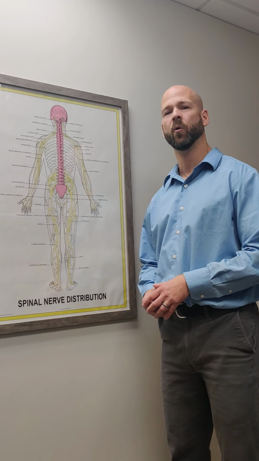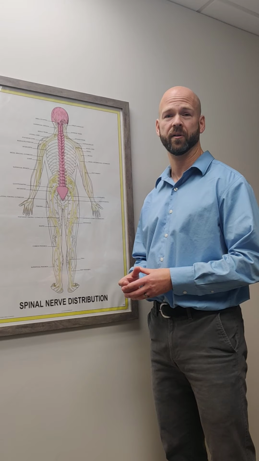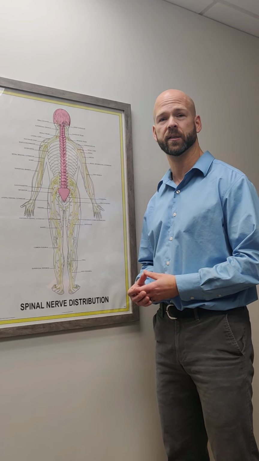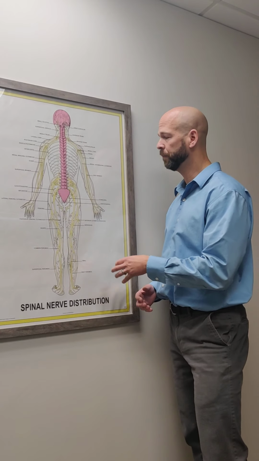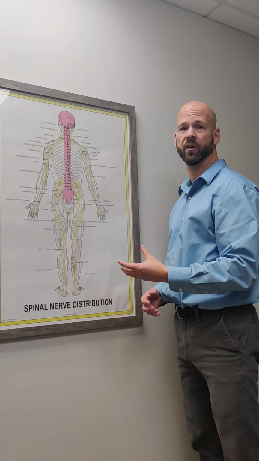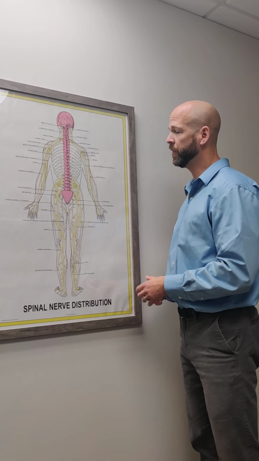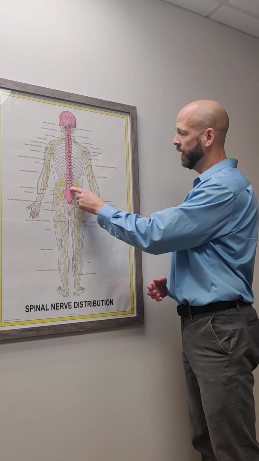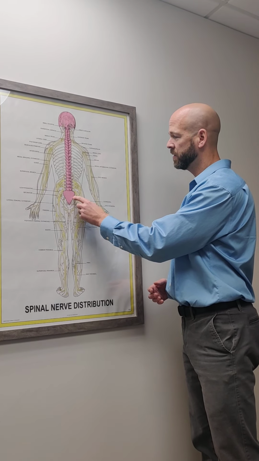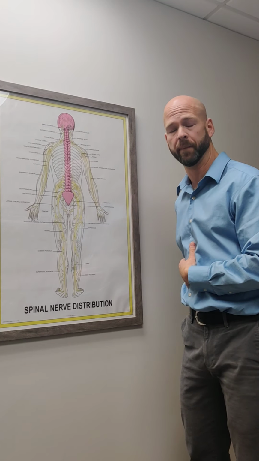Now I want to start by going over the anatomy of the sciatic nerve because it's important to know and understand why you get the symptoms you do with this. So if we go to this chart right here, we can see that the sciatic nerve is a very large nerve. And it's also important to note that it comes off the L4, L5 area, as well as down into the sacrum or the tailbone area.